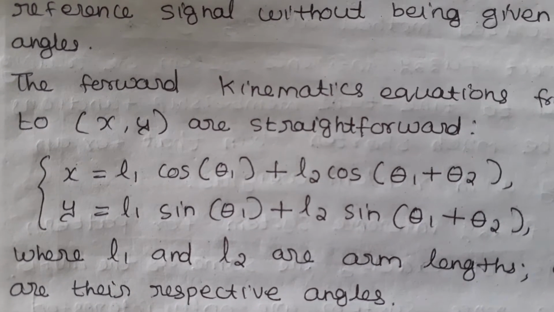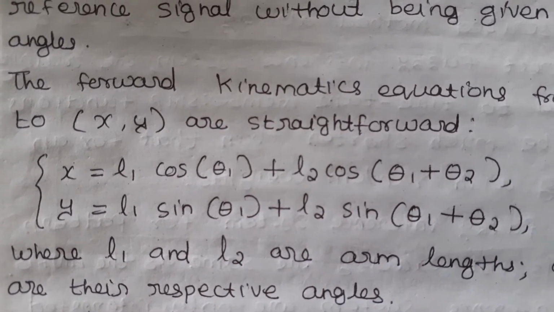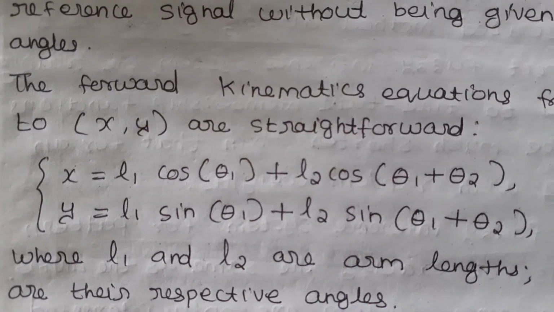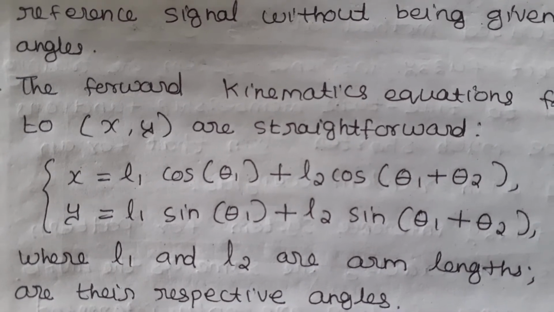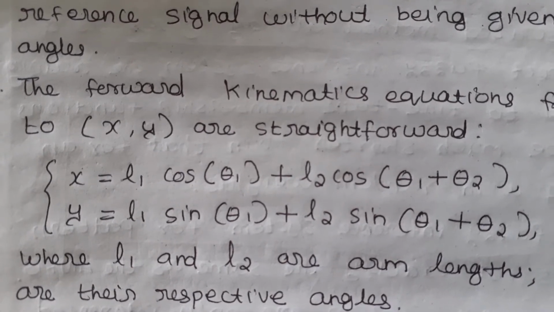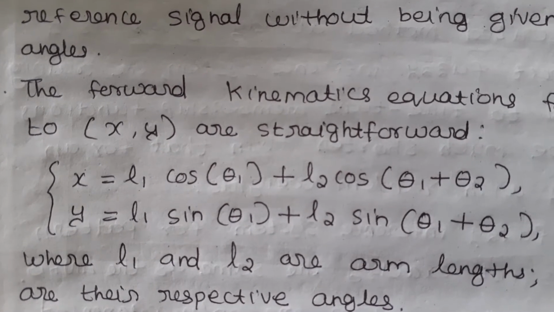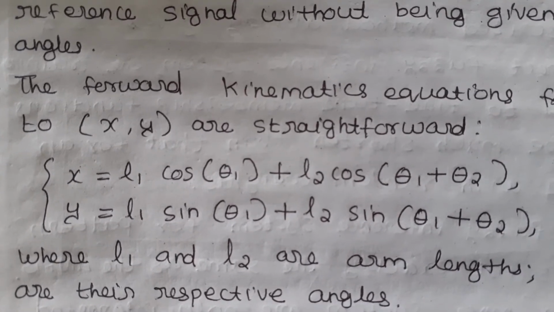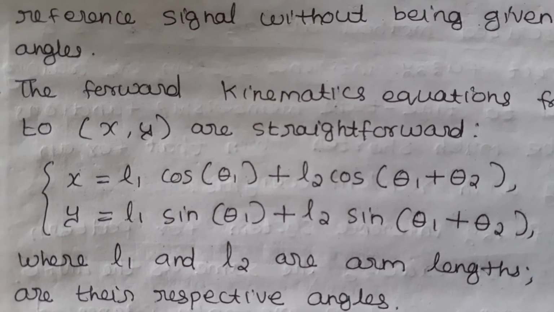The forward kinematics equations from theta 1, theta 2 to x, y are straightforward. That is, x is equal to L1 cos theta 1 plus L2 cos of theta 1 plus theta 2, and y is equal to L1 sin theta 1 plus L2 sin of theta 1 plus theta 2, where L1 and L2 are arm lengths and theta 1 and theta 2 are their respective angles.